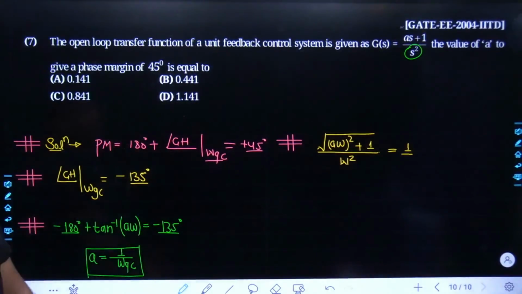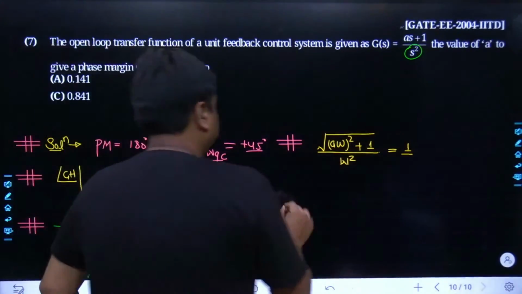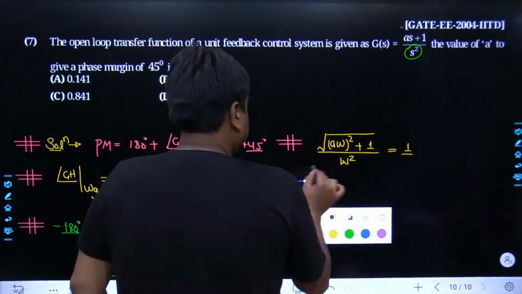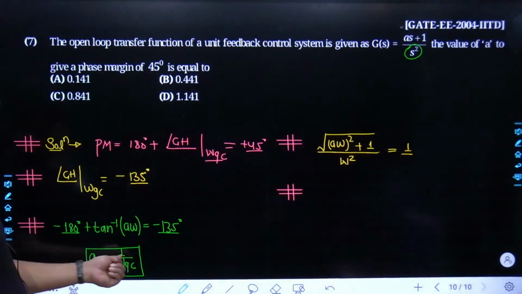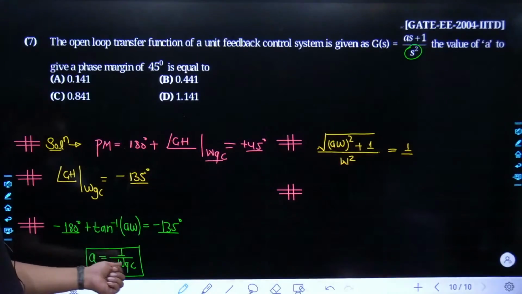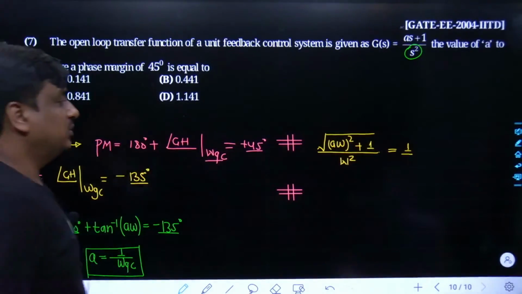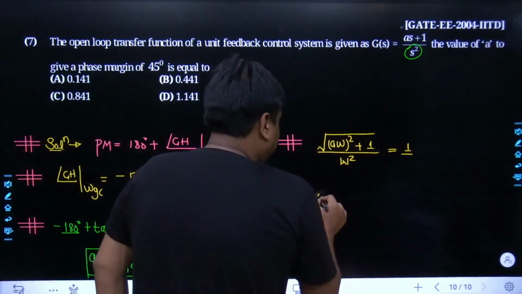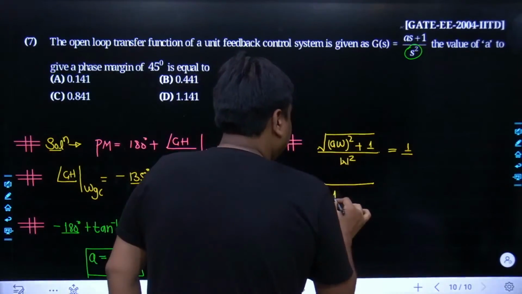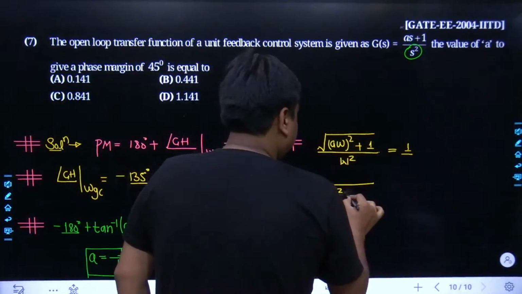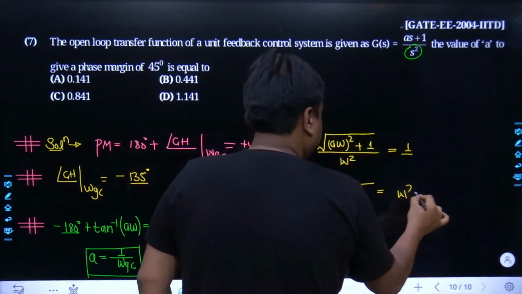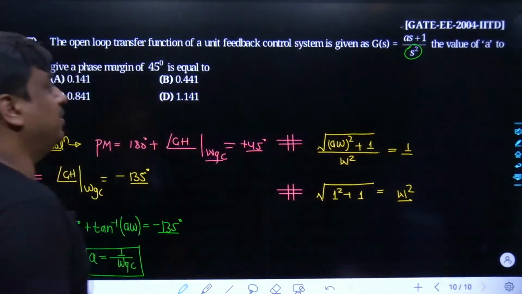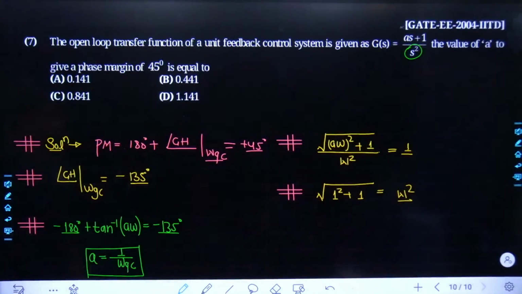Tell me what would be the best answer we'll get. See, here we have this relationship at omega gc: A into omega gc is precisely 1, or simply A into omega could be written as 1 itself. So here it becomes 1 raised to the power of 1, and 1 is 1 only, and here it is omega square. Yes, sir, we are able to understand it.